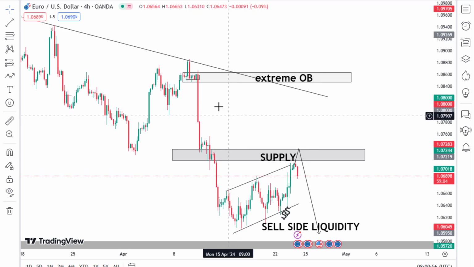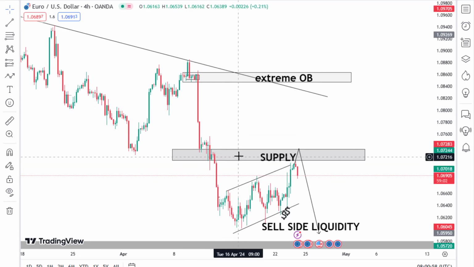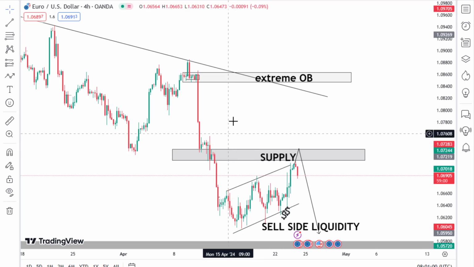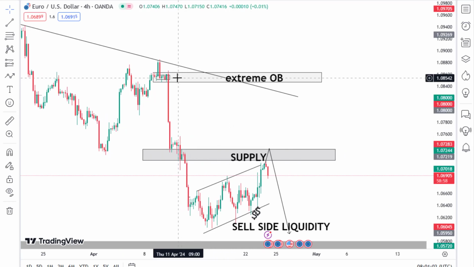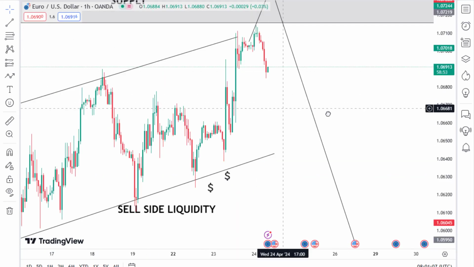So now price has dropped, leaving behind imbalances. Then we have to mark this to be our supply zone, and then our supply zone. Now you can drop further to the H1. In the H1 now, you can see a pullback.